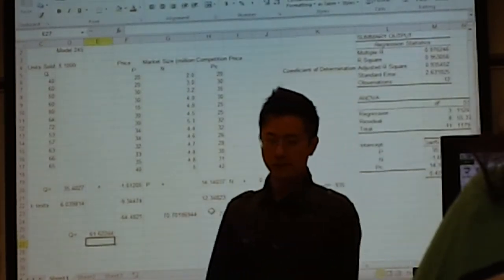So that, plus that, plus that, plus that. So based upon that scenario, the amount sold next year would be 61.6, less than last year.